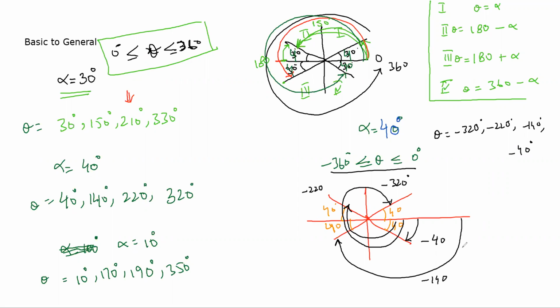So you know how to determine these general angles: either you go clockwise or you go anti-clockwise. Now suppose the basic angle is 20 degrees, and you're given that theta is between minus 360 degrees and 720 degrees. You have to give all the general angles which fall between minus 360 and 720. Please try that.